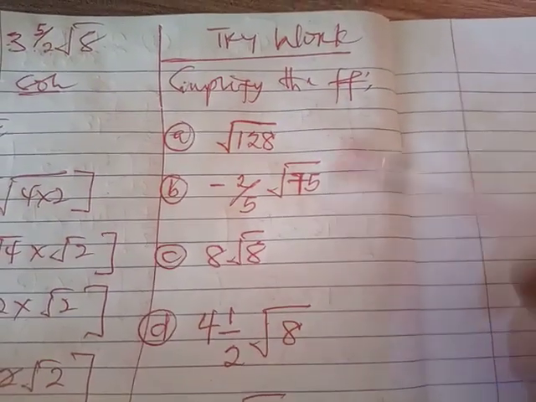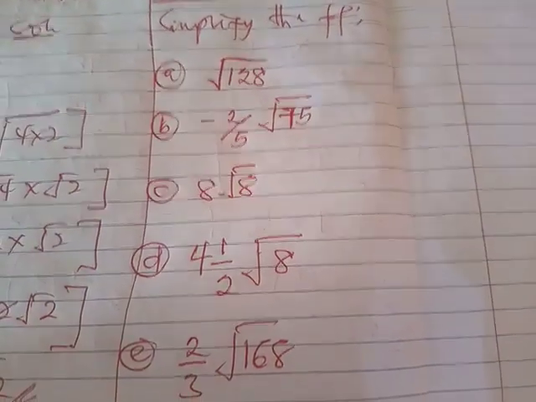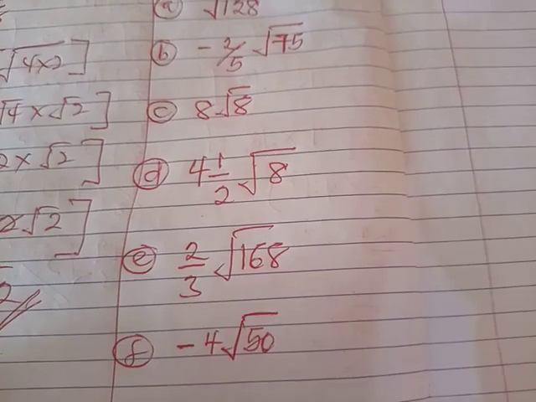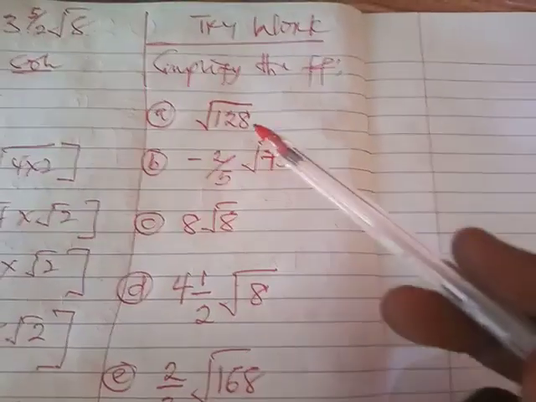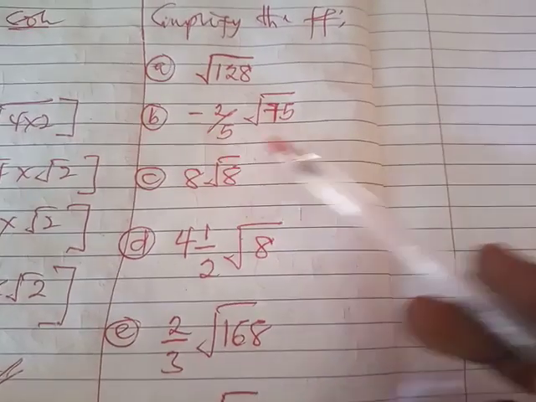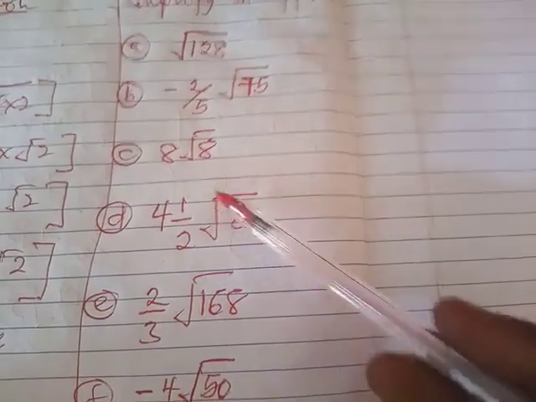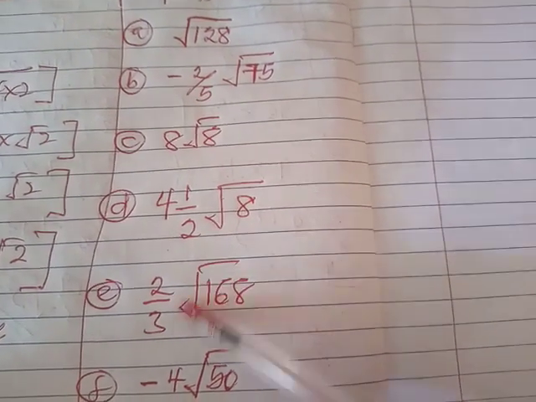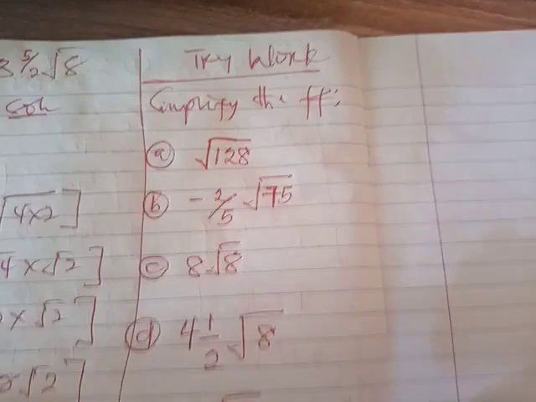So on that note, you are going to try these simple examples so that you confirm your understanding. We have these examples here: root 128, negative 2 root 5 root 75, 8 root 8, 4 whole number 1 over 2 root 8, 2 third root of 168, and negative 4 root 50. So try these examples.